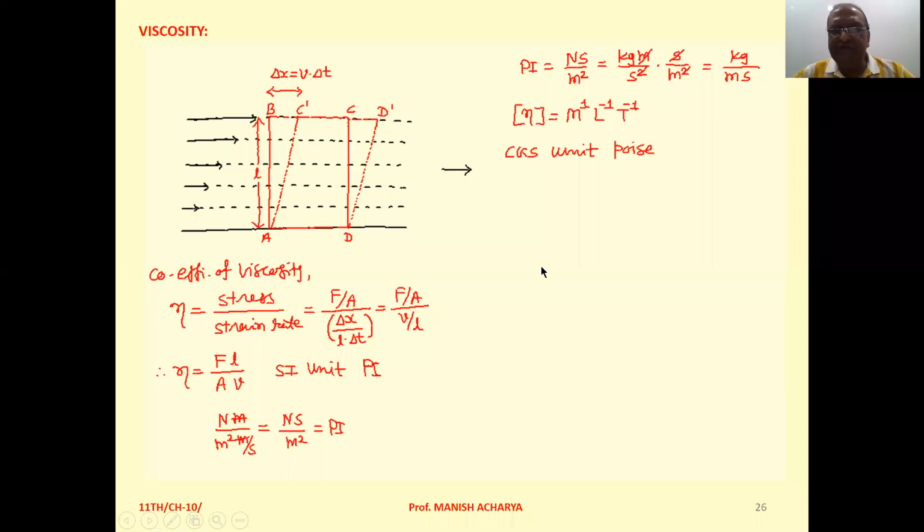Now viscosity. Viscosity is the characteristic of a fluid due to which the fluid opposes the motion of itself during the fluid flow. Now, why does this happen?